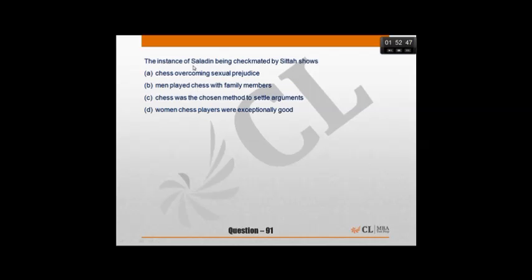Question 91. The instance of Saladin being checkmated by his sister shows chess overcame sexual prejudice, could be the answer. Men playing chess with family members, I'm not sure, but let me go back and check. Chess was a chosen method to settle arguments, incorrect. Women chess players were exceptionally good, I don't think so, but let me go back. It was right at the end of the passage, if I remember correctly.